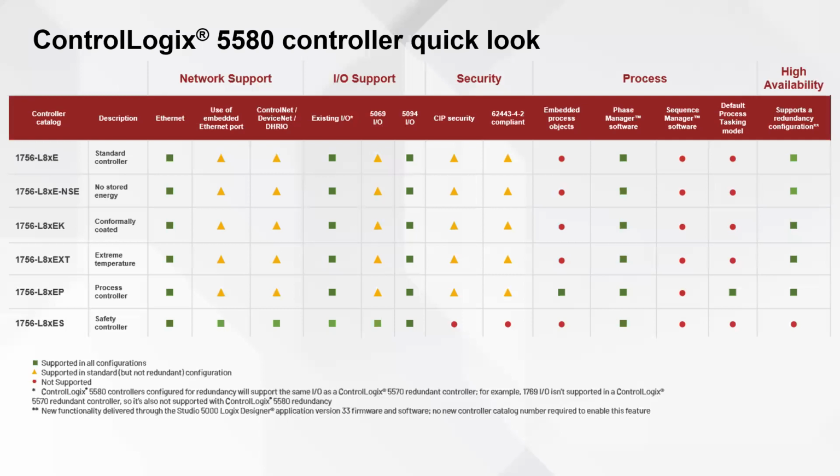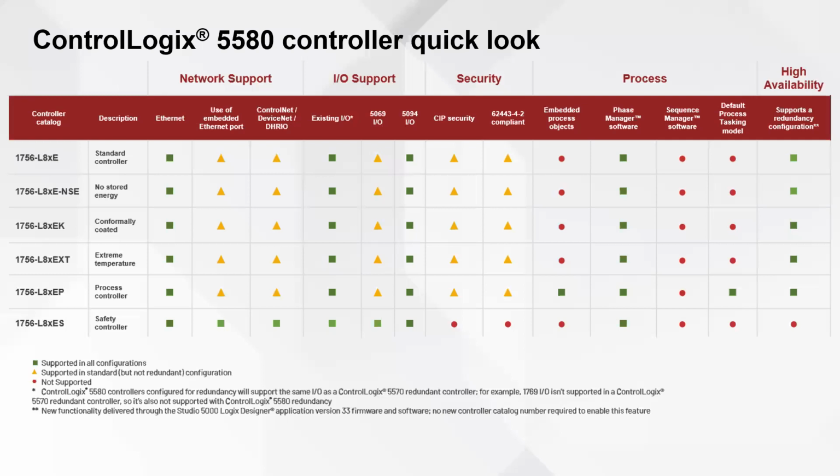So there is now an NSE version for those applications. The K at the end, anytime you see a K at the end of a Rockwell part number, it would typically mean that it's a conformally coated processor. So there is a K version, standard catalog number. XT for extreme temperature. So that gives us a little bit higher temperature scale, up to 70 degrees C. And in some cases, a lower temperature range as well, for those rare cases where we need to go below 0 degrees Celsius. And P now is the process controller.